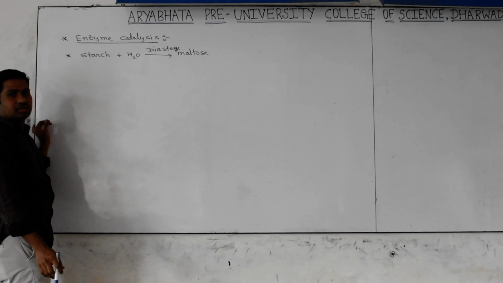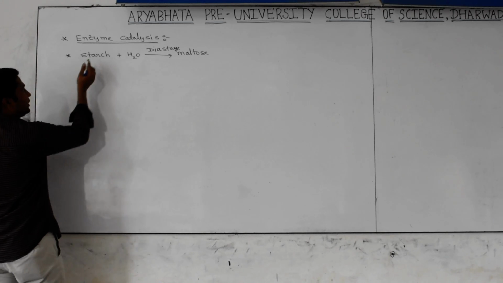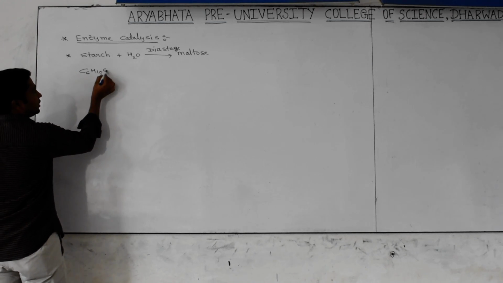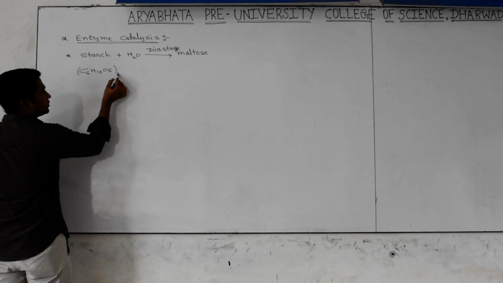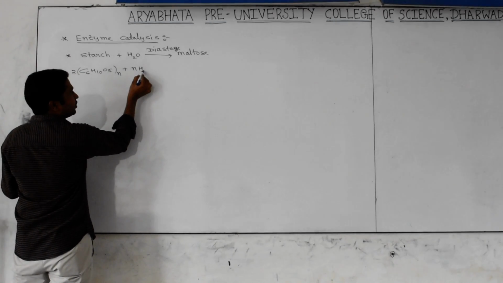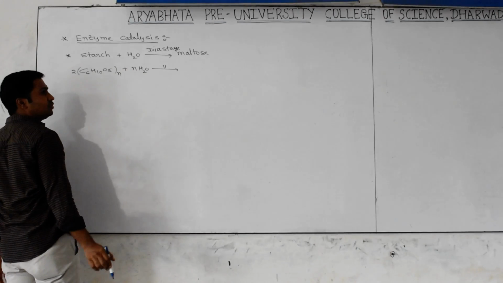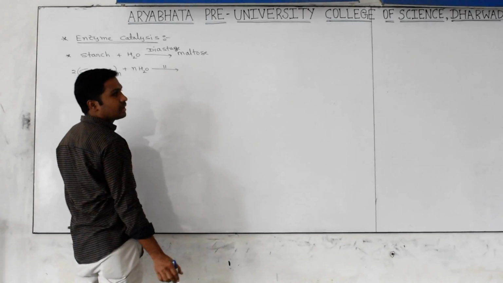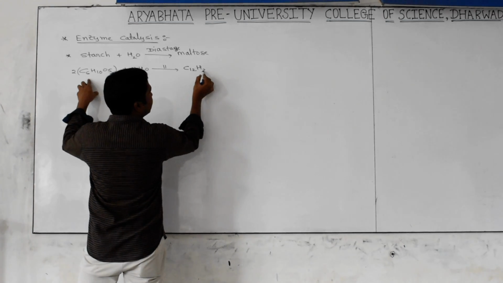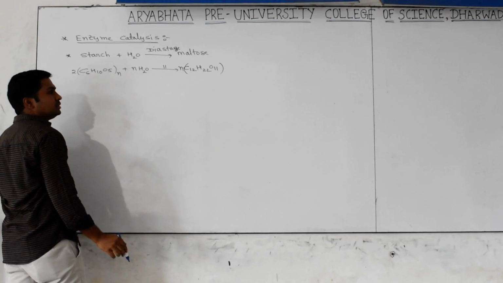So I will write the equation for this one. Starch means what? Polysaccharide. Many molecules together form a polymer. What is the formula for this one? It is C6H10O5 taken n times. I am taking n number of water molecules, and in the presence of diastase enzyme it will convert into maltose. Maltose is a disaccharide. Do you know what we are getting? C12H22O11, but taken how many times? n times. It is maltose.